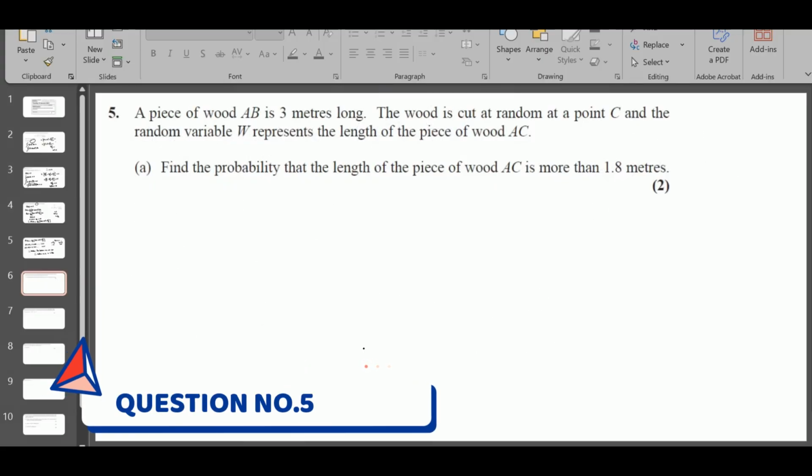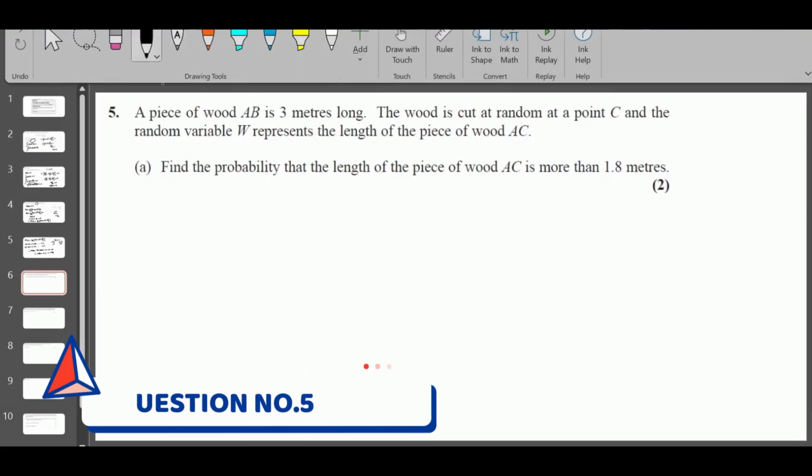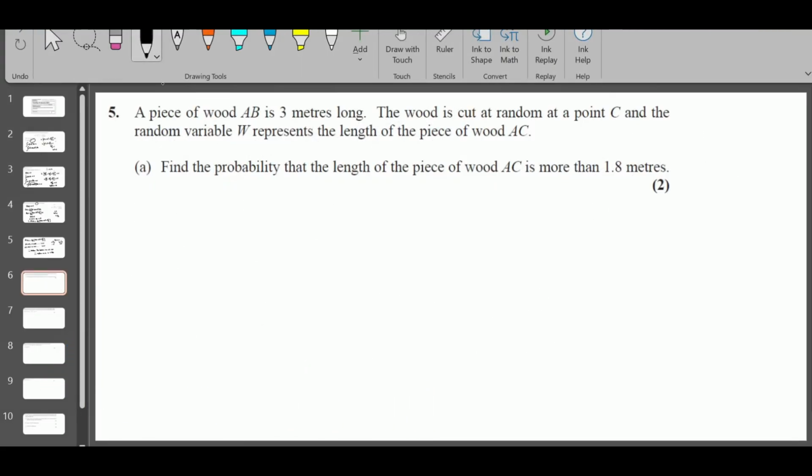Question number 5 now. A piece of wood AB is 3 meters long. Okay, this is AB, 3 meters long. The wood is cut at random point C. Let's say C is here. We don't know where the C is, doesn't matter. And the random variable W represents the length of the piece of wood AC. This is W. Find the probability that the length of the piece of wood AC is more than 1.8.